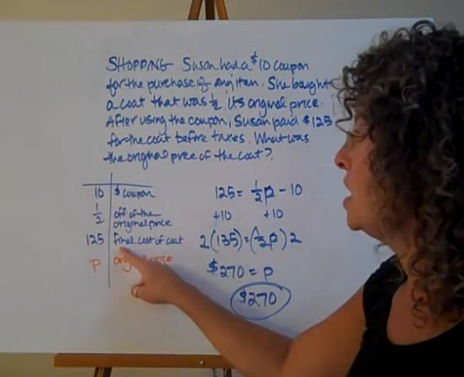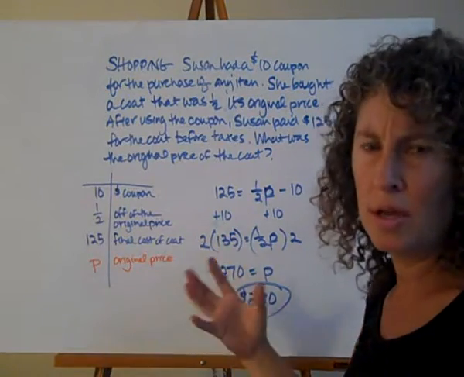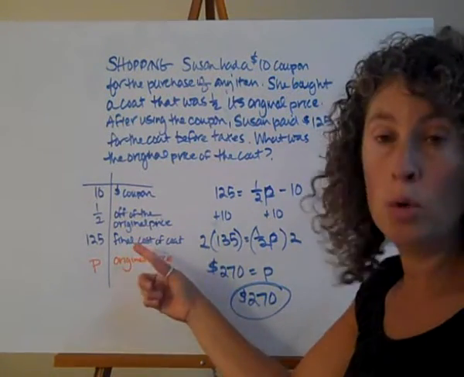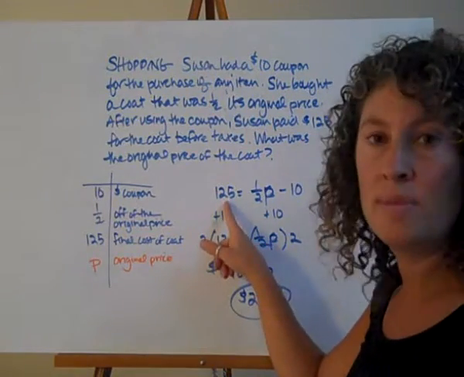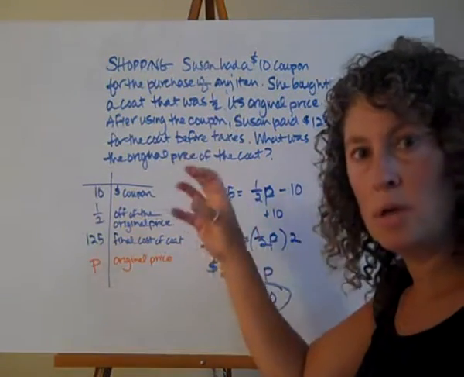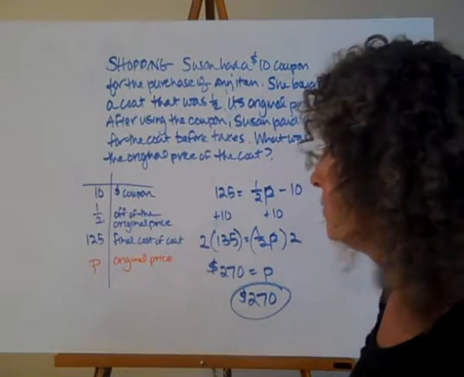So for instance, I see in here, final cost. That's a final cost of the coat. That's a total. That's an altogether. It's a final amount. So I'm going to put that on one side of my equation completely by itself, because that should be a total once I do all my math.